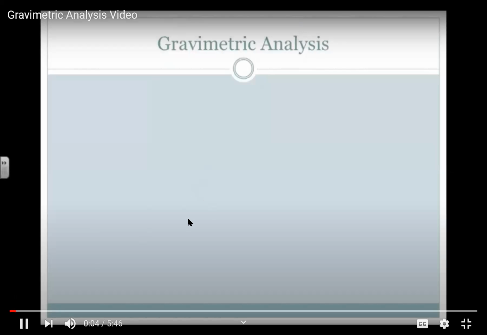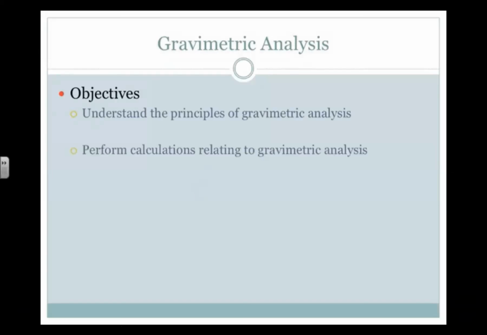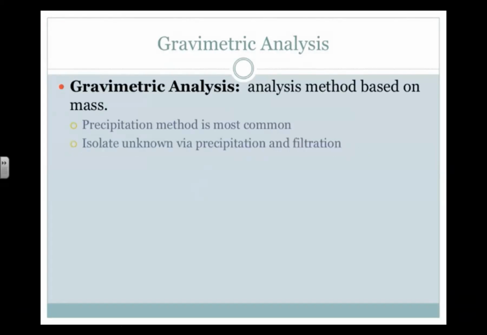Yes, Doctor. Okay. At the end of this video, you should understand the principles of gravimetric analysis and be able to perform calculations relating to gravimetric analysis. Let's start with a definition. Gravimetric analysis is an analysis method based on mass. While there are several different types of gravimetric analysis, the precipitation method is the most common and the one that we'll be using in this class.